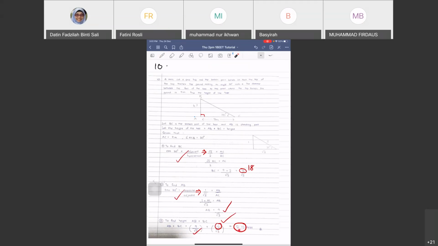What's the answer, Fatini? Can you compute? 15.59. Is it 15.9 or 15.59? Say again, I can't hear. 15.59. Oh, 15.59. Okay, sorry. 15.59 meters.